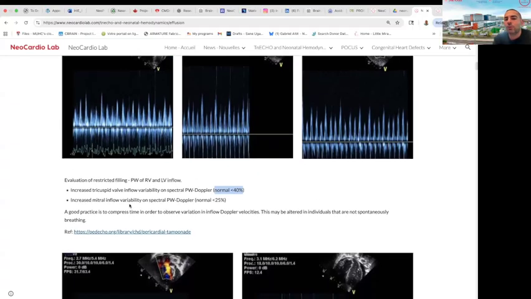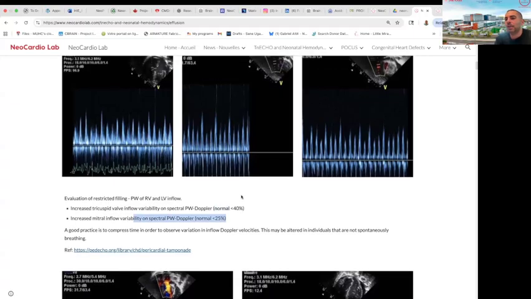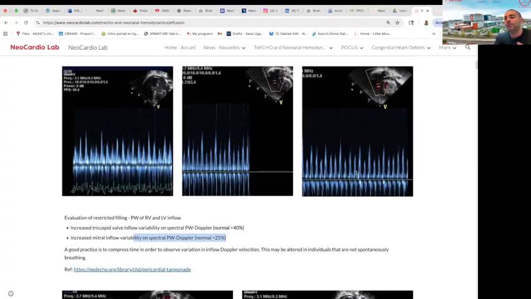Okay. For the mitral inflow, the left side gets less affected than the right side, which is typically a lower pressure chamber. So we talk about 25% variability. Above that, it starts becoming concerning for a tamponade physiology.